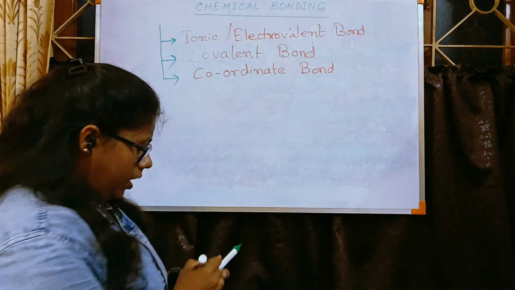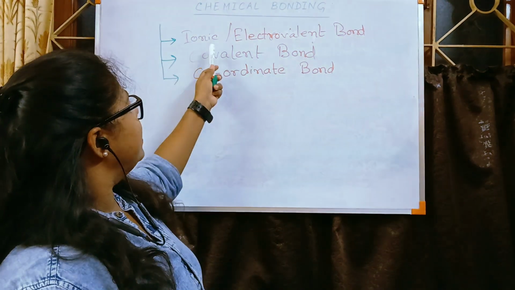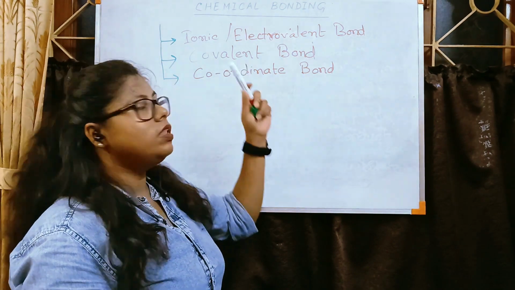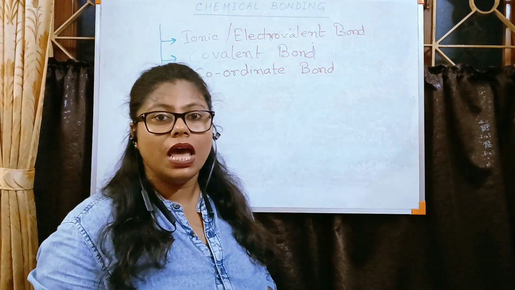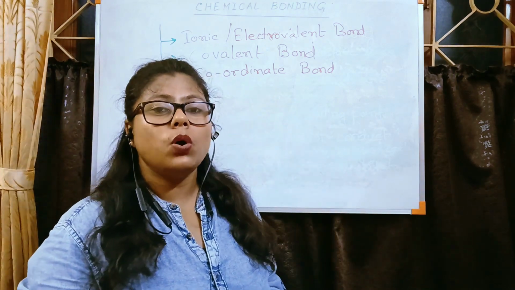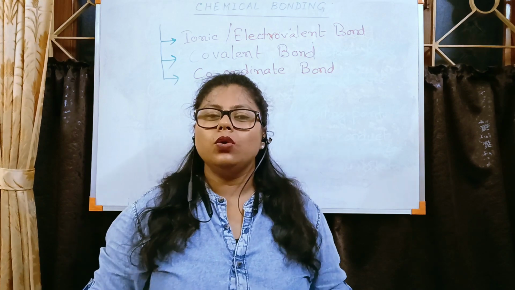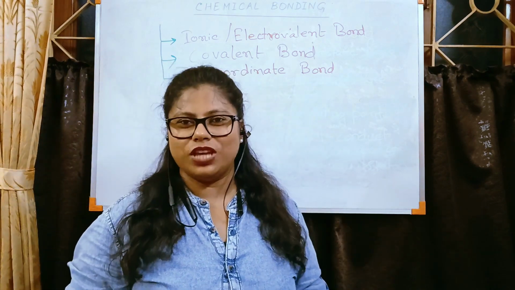Okay, so if you are in class 9, then ionic bond as well as covalent bond will be within your scope. And if you are a student of class 10, then you should be very much aware of this coordinate bond. Okay, so within the series, you will get all the bonds in detail on our channel.